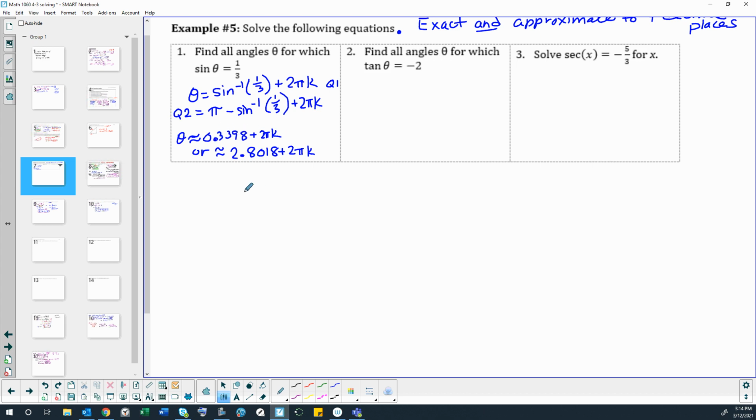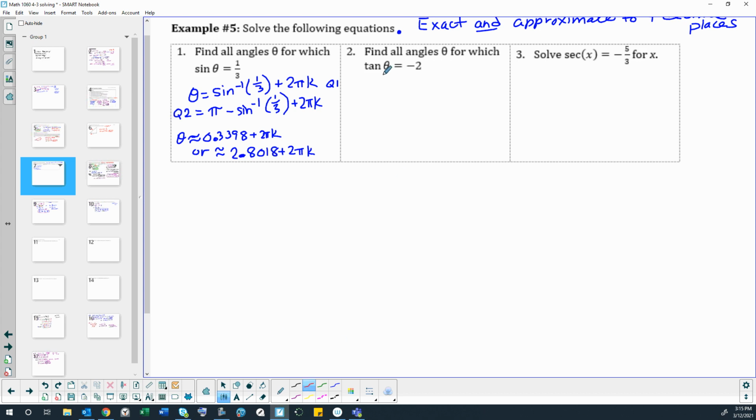Sometimes, and you're going to see this in section 4, they ask us just to find the answers from 0 to 2 pi, in which case we wouldn't have to do the 2 pi k in the last step, because our answers would just be the 0.3398 and the 2.8018. Or it would just be exactly these answers without this part. That's the range that we're giving our answers in.